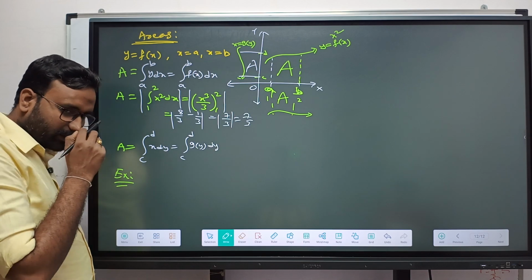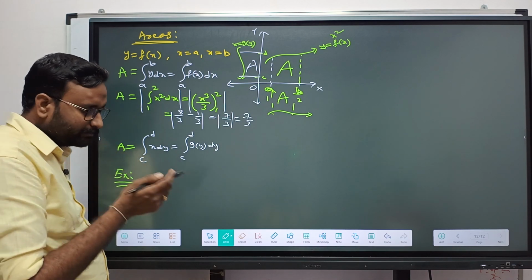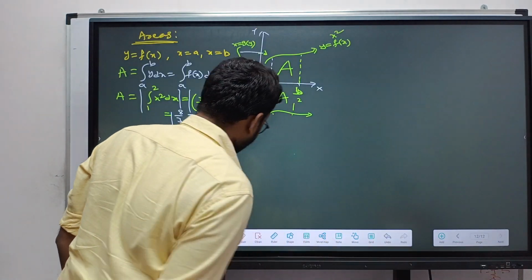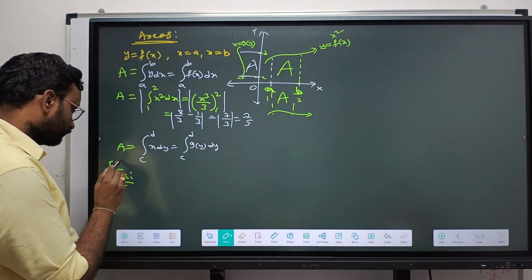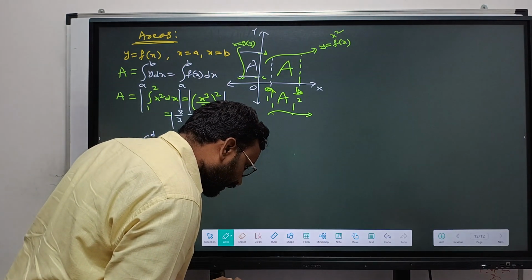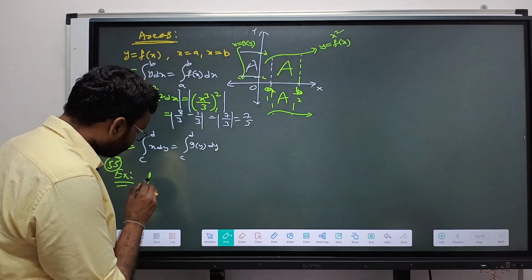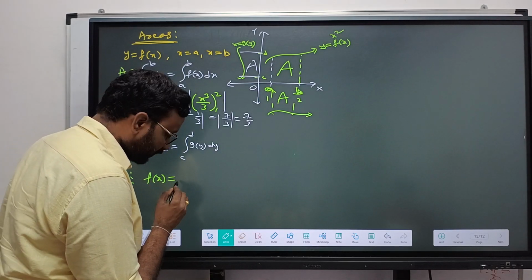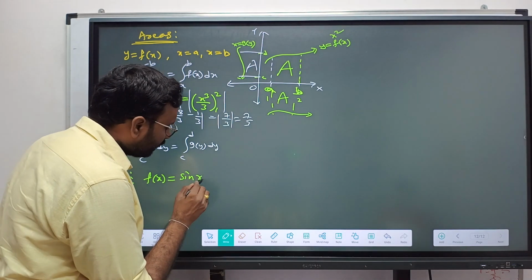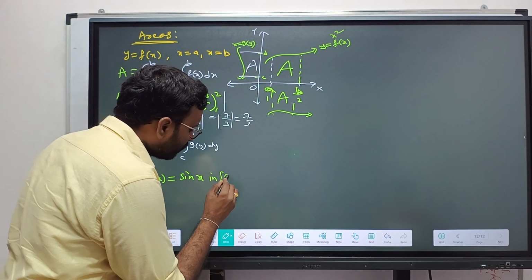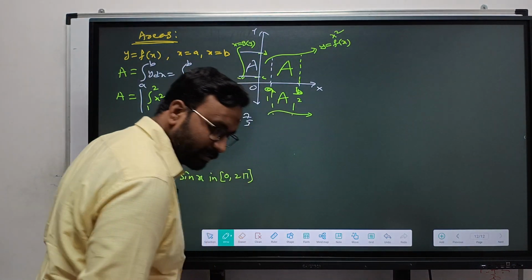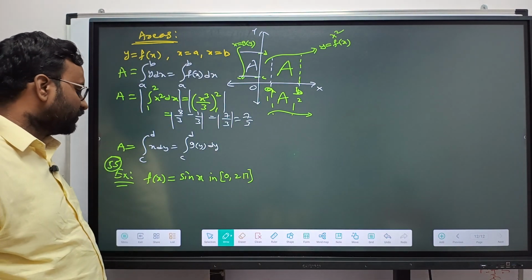What is the question number? Continuation question number 55. See, it is asking the area of the curve y equal to f of x equal to sin x, with limits given 0 to 2 pi, right? So he is asking this question, a very important question.